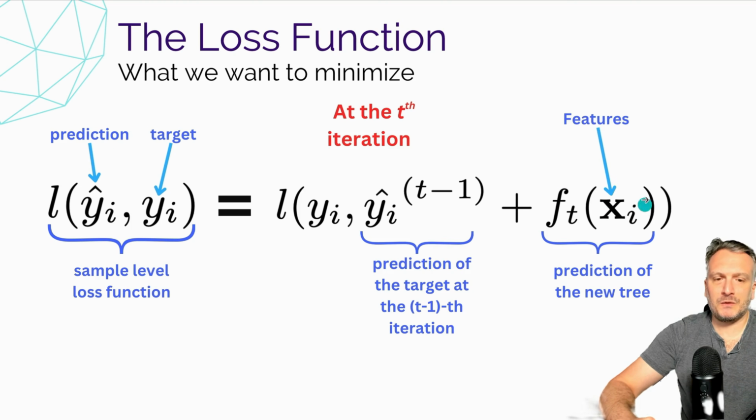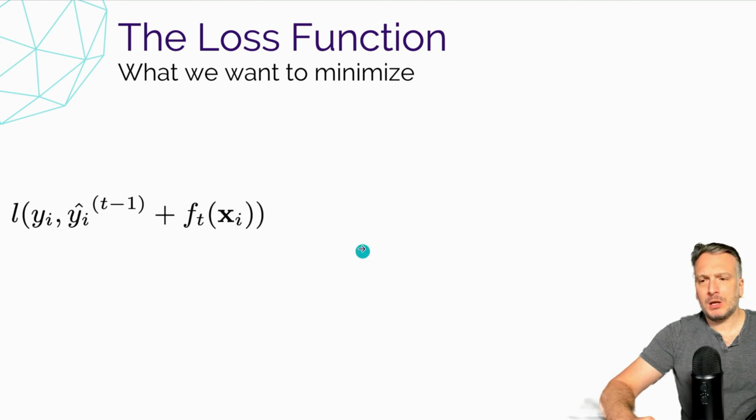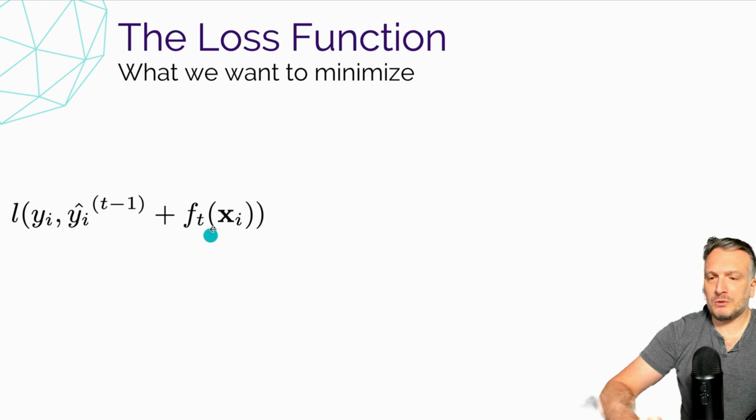X here are the features. So this is a set of features that we are putting into the new tree, and this is going to provide us with a set of predictions. So here is this sample level loss function. Again, we decompose the prediction into the prediction of the previous trees plus the prediction of the new tree. But this is hard to use as such because depending on the analytical form of the loss function, we may not be able to find a way to learn the new f function.